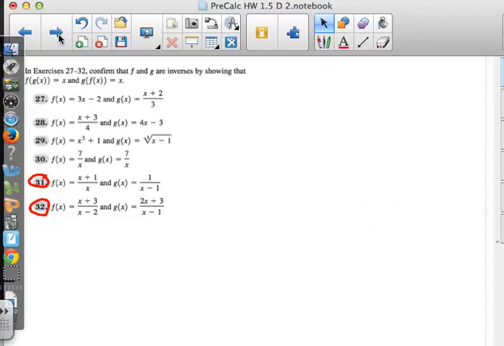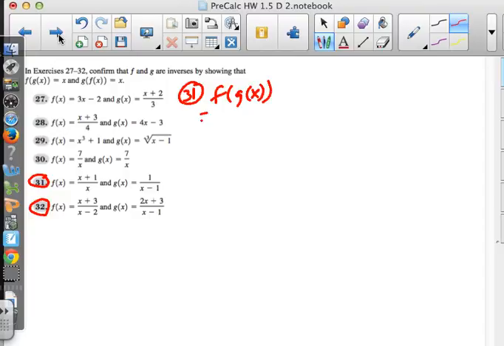Next one up was 31, confirming that these are inverses of each other by showing f of g of x and g of f of x. So for 31, if we take f of g of x, that means that we are going to take 1 over x minus 1, and wherever we see an x in f of x, we will replace it. So there are actually 2 spots we need to do that this time. So this will be 1 over x minus 1 plus 1 all over 1 over x minus 1.